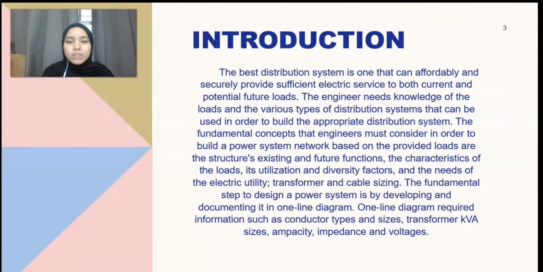The fundamental step to design a power system is by developing and documenting it in one-line diagram. One-line diagram requires information such as conductor types and sizes, transformer kVA sizes, ampacity, impedance, and voltages.